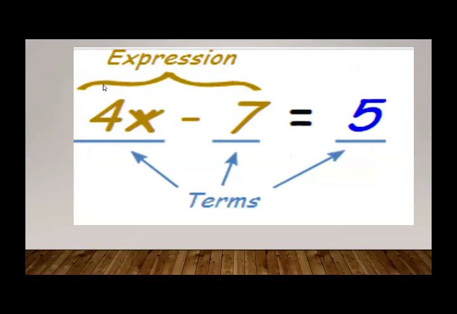Now we have a complete example of an algebraic expression: 4x minus 7 equal to 5. Now we can easily identify that 4x, 7 and 5 are representing terms of the algebraic expression. So they are known as algebraic terms.